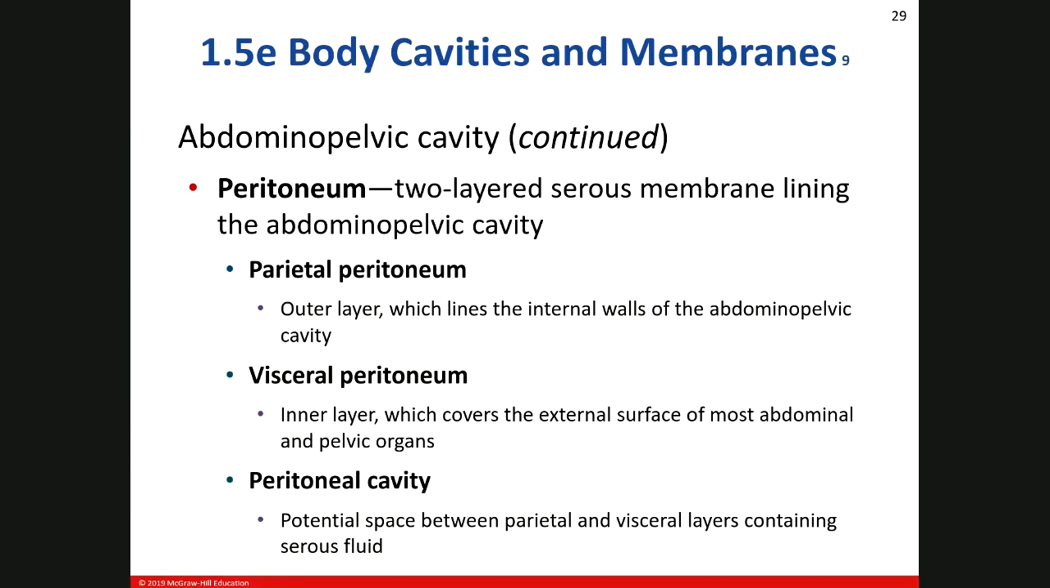All right, so the last cavity, the abdominal pelvic cavity, for the serous membranes. We call the two-layered serous membrane lining of the abdominal pelvic cavity the peritoneum. Same type of pattern going on here. If it's lining directly on top of an organ, it's the visceral peritoneum, the external surface of any of the abdominal and pelvic organs. And on the internal portion of the abdominal pelvic wall, that's the parietal peritoneum. And then the space in between is the peritoneal cavity.